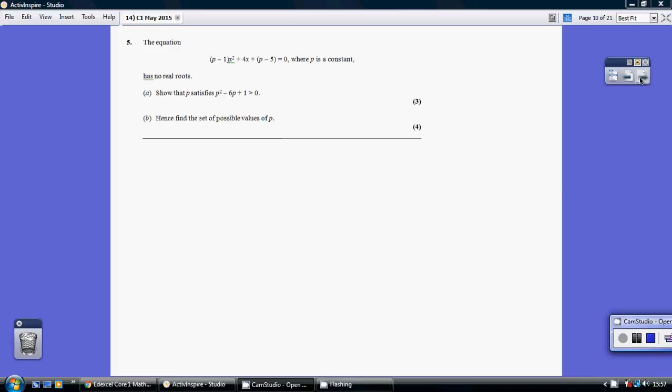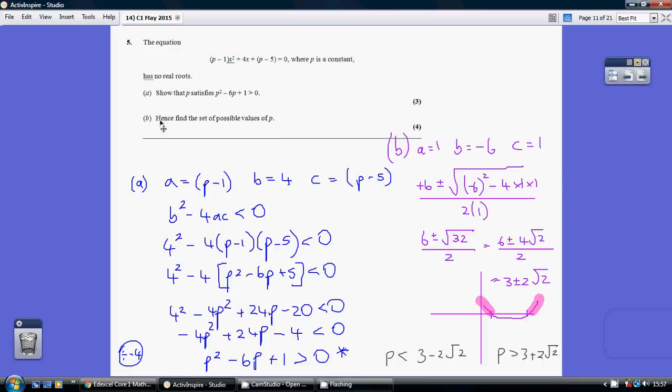Question 5. Now the key bit to take on board here, we're talking about the number of real roots. So we've got to work out the discriminant. And remember, the discriminant is b squared minus 4ac, where a is the term in front of the x squared, so p minus 1, b is the term in front of the x, so 4, and c is the constant at the end, 6 minus 5.